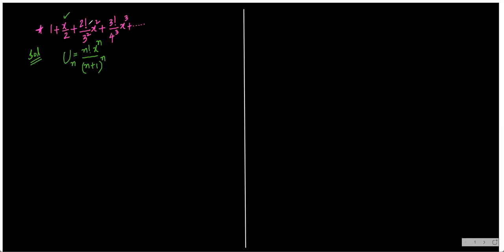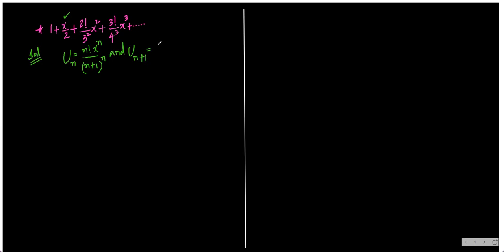If you put n value is 2, 2 factorial, x power 2, by 2 plus 1, 3, 3 to the power of 2, correct. It is correct now? Now un plus 1, how to get it? Come on, tell me the answer.